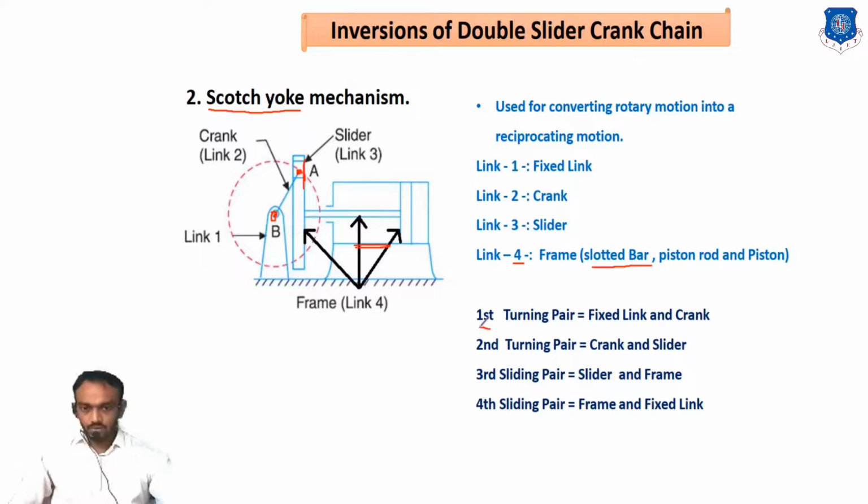The first turning pair will be the fixed link and the bar. The second turning pair will be the bar and this piston. The third, a sliding pair, will be the slider and frame, and the fourth sliding pair will be the frame and fixed link. So this is the Scotch-Yoke mechanism. It is used for converting rotary motion into reciprocating motion, meaning rotation of this crank will be converted into reciprocating motion.